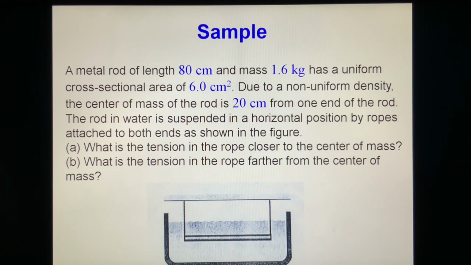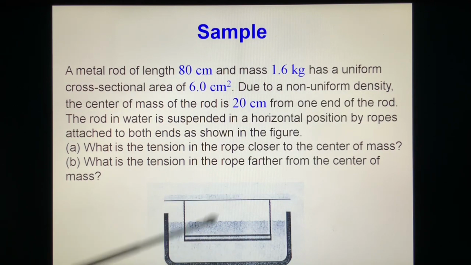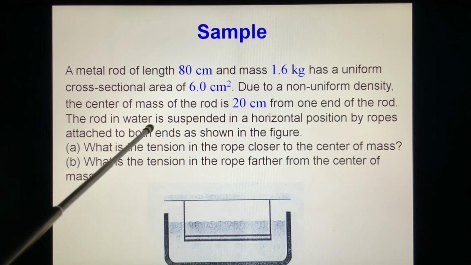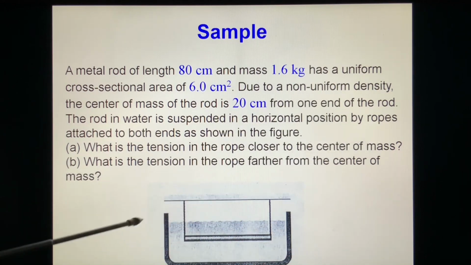Sample. A metal rod of length 80 centimeters and mass 1.6 kilograms has a uniform cross-section area of 6.0 centimeter squared. Due to a non-uniform density, the center of mass of the rod is 20 centimeters from one end of the rod. For example, like this one, it's not in the center. The rod in water is suspended in a horizontal position by ropes attached on both ends, as shown in the figure. Question A. What is the tension in the rope?